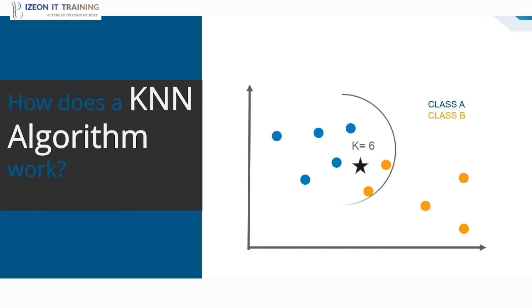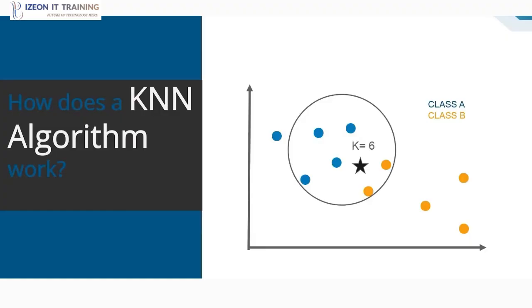Moving on ahead. Well, what if K equals 6? For this case, you have to look for 6 different points which are closest to the star. So in this case, after calculating the distance, we find that we have 4 blue points and 2 orange points which are closest to the star. Now, as you can see, the blue points are in majority, so you can say that for K equals 6, the star belongs to class A, or the star is more similar to blue points.